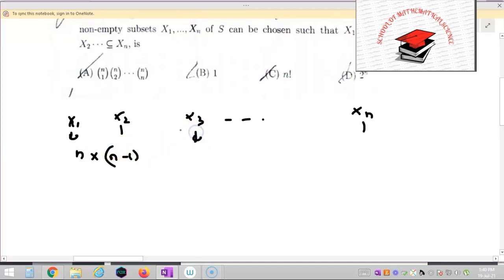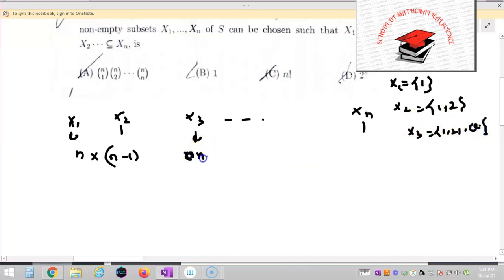Now x3 contains all the elements of x2. Suppose x1 is equal to {1}. So x2 contains the set {1} with another element 2. Suppose x3 must contain 1, 2. So these 2 elements are fixed. You can vary the third element of x3. So there are n minus 2 ways.